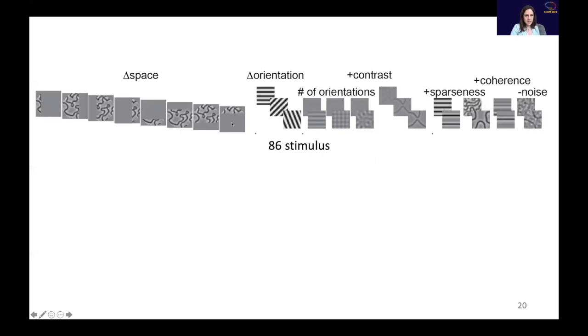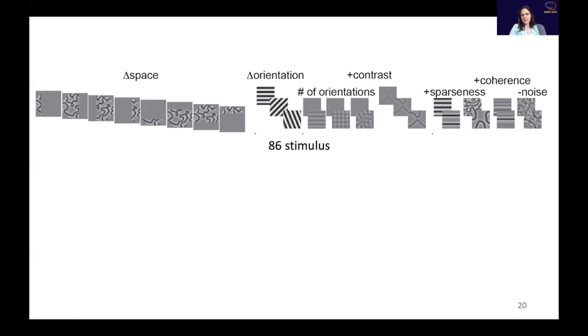We can here see these complex curvy patterns that cover different parts of the visual field. Gratings of different orientations. Gratings of increasing contrast, plaids of increasing contrast, eight orientation stimuli of increasing contrast, and these curvy patterns of increasing contrast. Stimuli changing in sparseness, coherence, and noise.